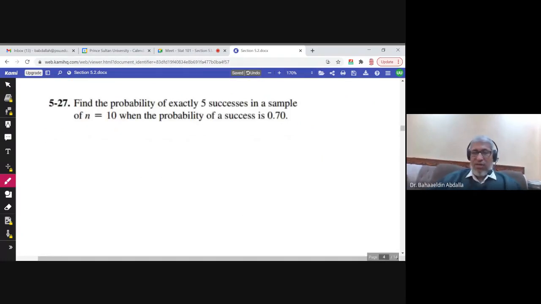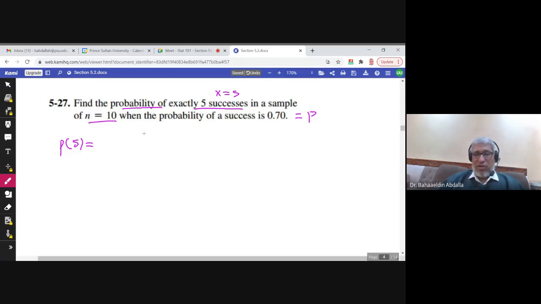Another question, find the probability of exactly 5 successes. So number of successes. Number of successes is what? Is x. So x is 5. In a sample of n is 10, probability of success. What is the probability of success? It is p. So p is 0.7. So what do we need to find? Probability of 5. So what is probability of 5?